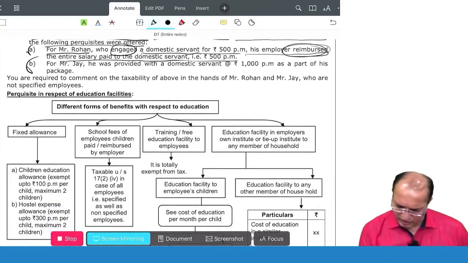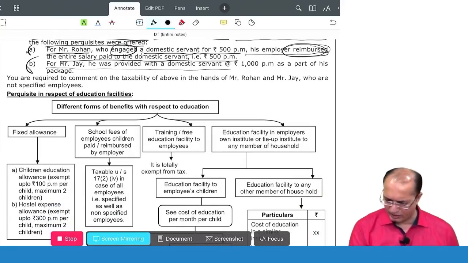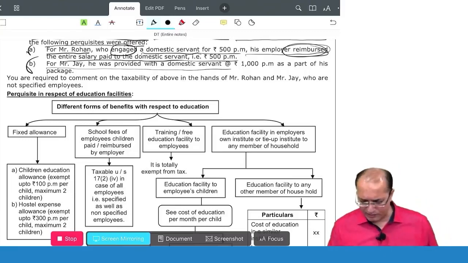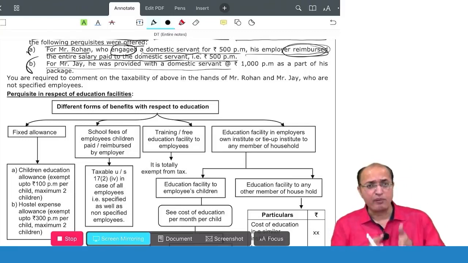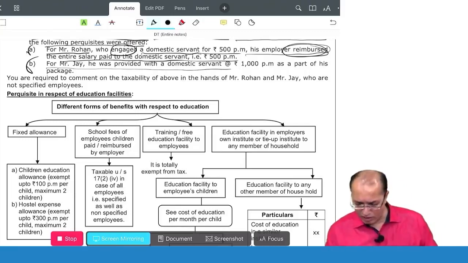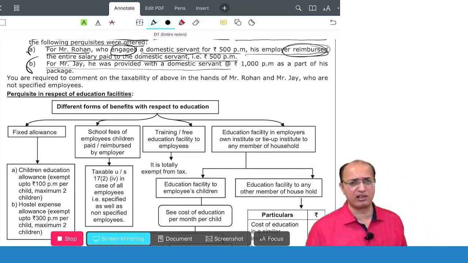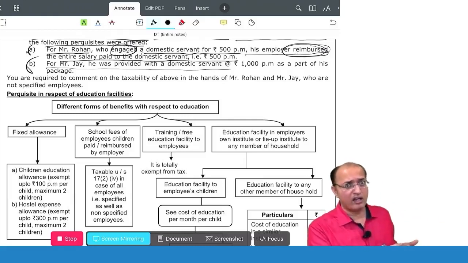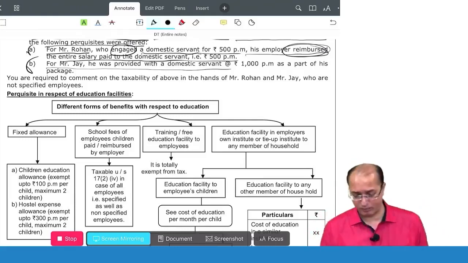For Mr. J, he was provided with a domestic servant facility. What is the meaning of this? It means who has appointed the servant? The servant was appointed by the employer, and this servant facility is provided to the employee.